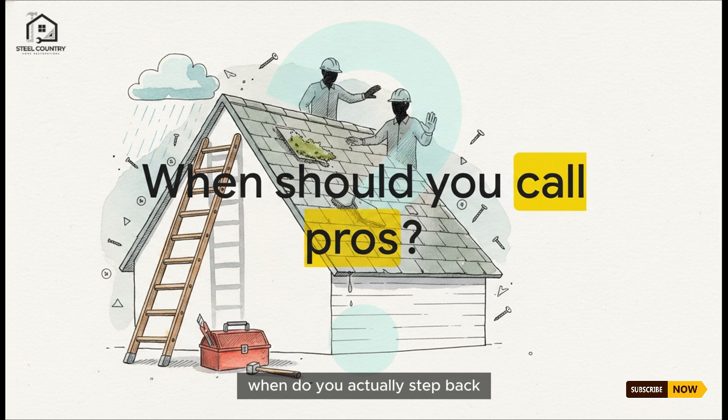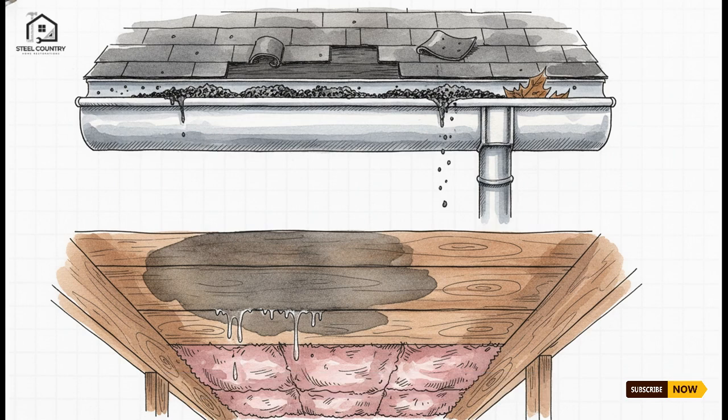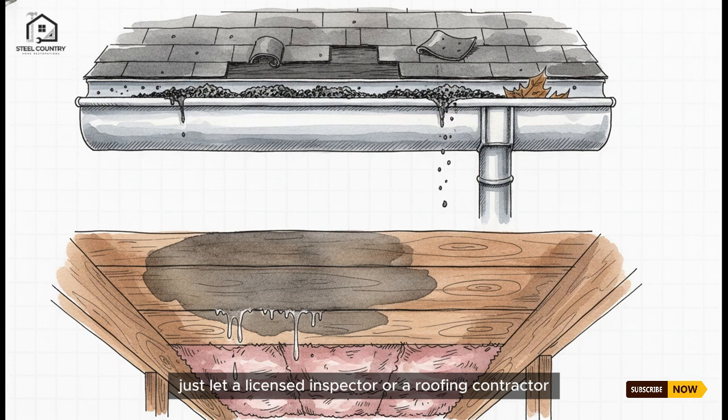So after learning just how incredibly complex this whole system really is, the inevitable question becomes, when do you actually step back, put the ladder away, and call a professional? Well, if you spot any of these warning signs, we're talking missing or curled shingles, a heavy collection of those little shingle granules sitting in your gutters, or, heaven forbid, unexpected water stains and dampness in your attic, do not ignore it. Seriously. More importantly, trying to DIY a repair on a steep slope is highly dangerous and, honestly, often ineffective. Just let a licensed inspector or a roofing contractor give you the full, safe picture.